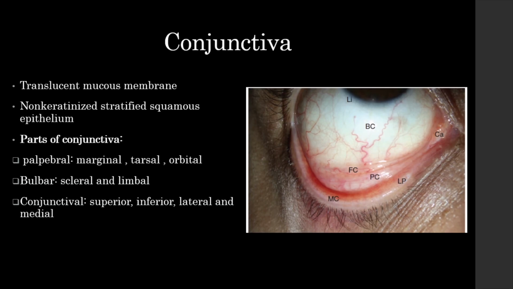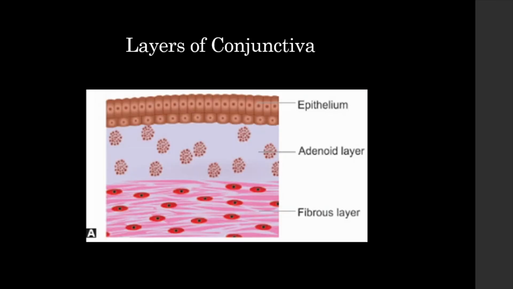Then conjunctiva: it is a translucent mucous membrane made of non-keratinized stratified squamous epithelium. The parts of the conjunctiva: you have the palpebral conjunctiva, which is further divided into marginal, tarsal, and orbital, and the bulbar conjunctiva, divided into scleral and limbal. Then you have the fornix, which is divided into superior, inferior, lateral, and medial. The conjunctiva comprises 3 layers: the epithelium, adenoid, and fibrous layer. The adenoid and fibrous layers together are called the substantia propria.